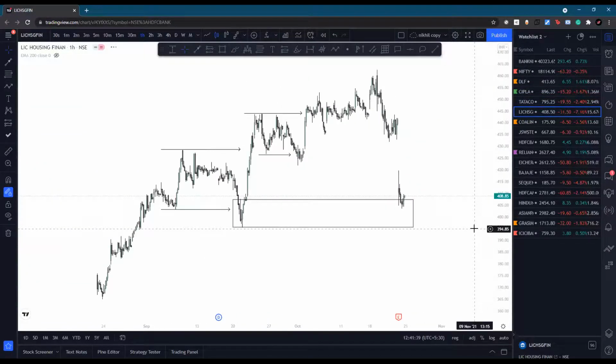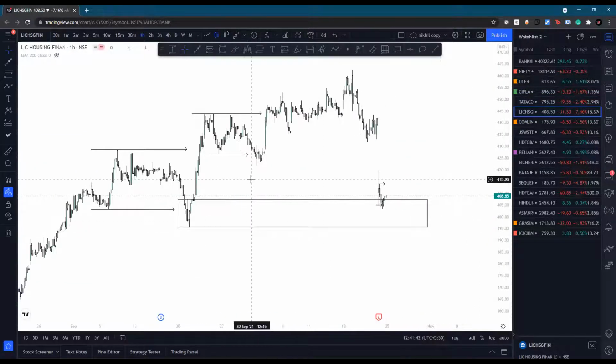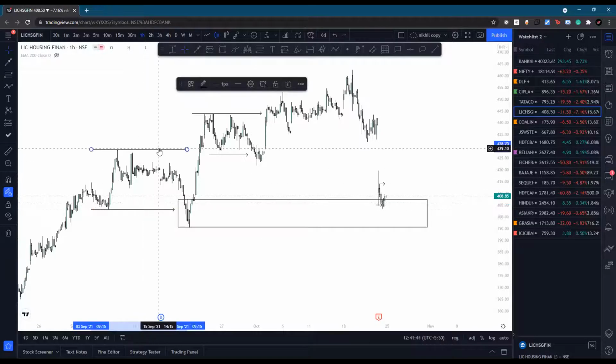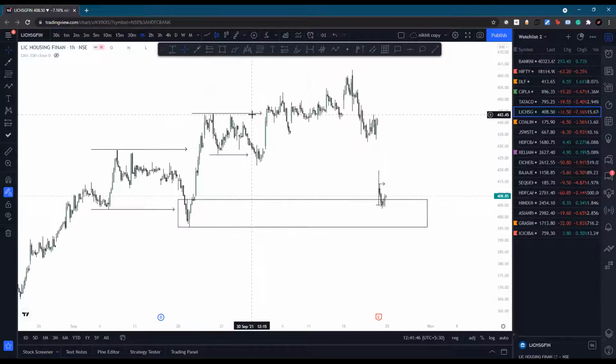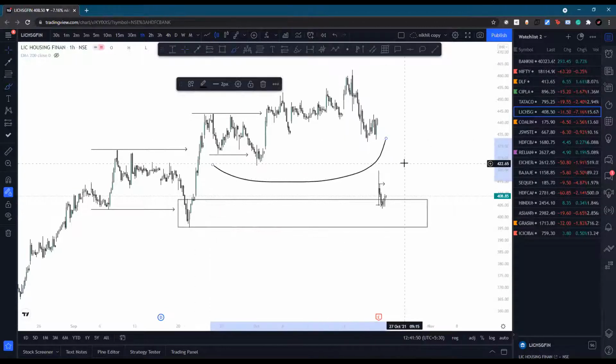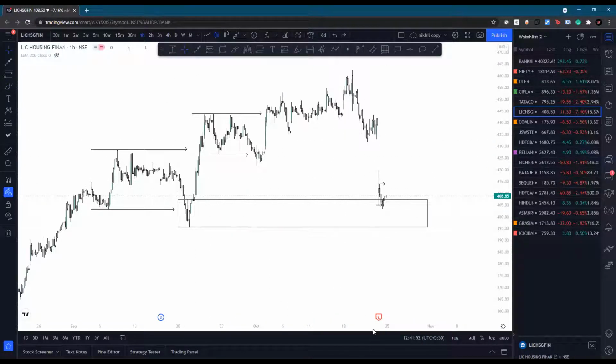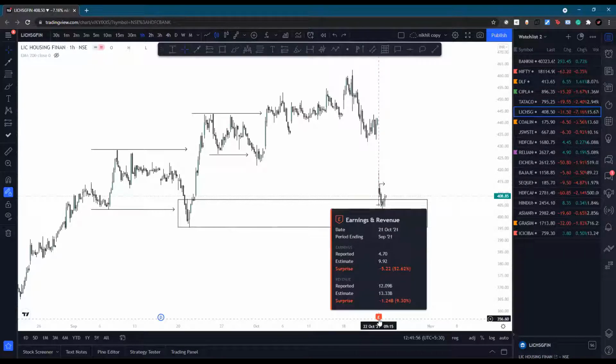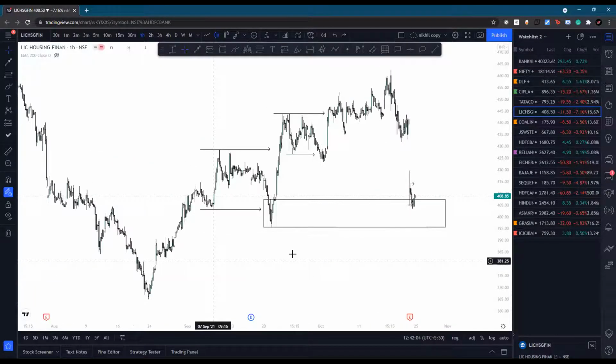Next is LIC Housing Finance. As you can see, liquidity sweep, break of market structure, liquidity sweep, break of market structure, and the gap down was a liquidity grab. But considering the result was bad, they estimated something, and then at 52% it came down.